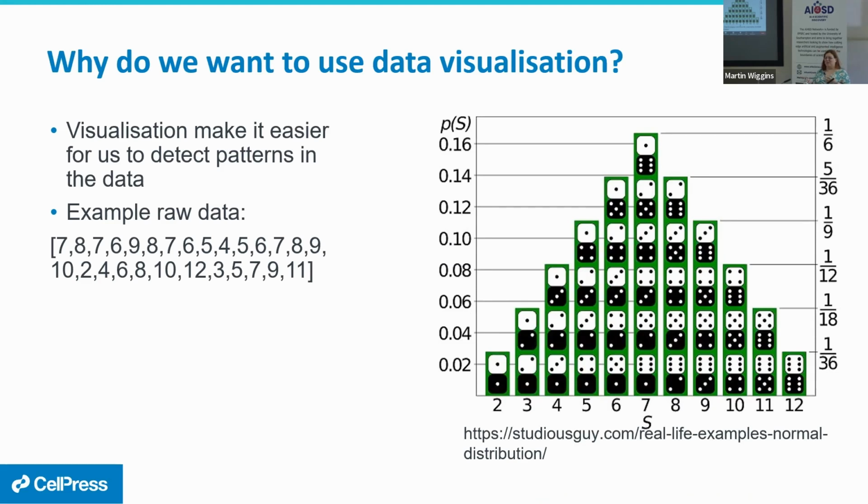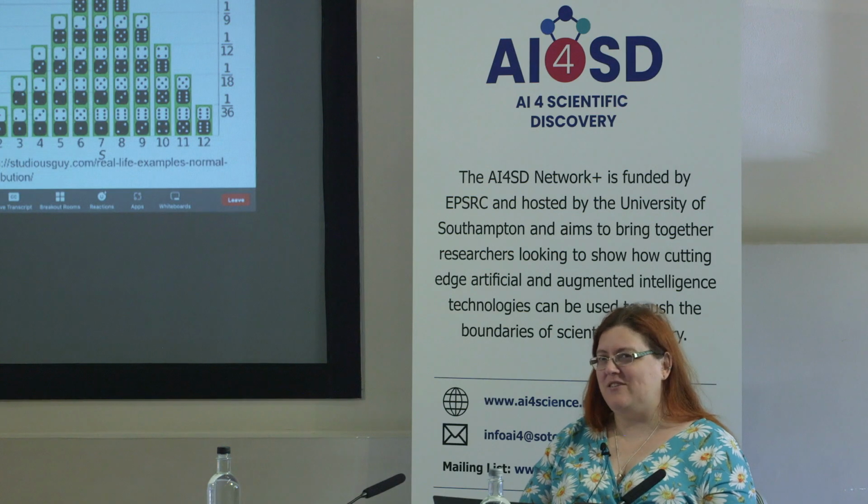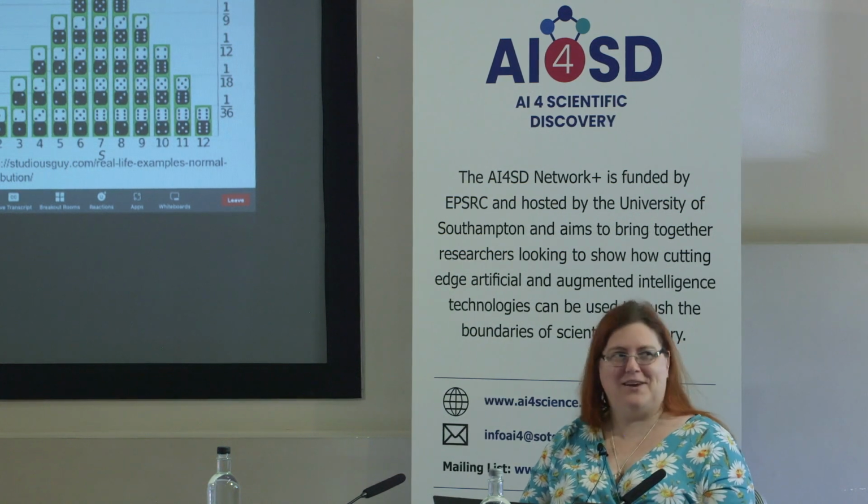Humans have evolved to be able to spot visual patterns very easily. Sometimes our ability to spot visual patterns is so easy that we do it on random noise, which is also an issue that you have to be aware of.